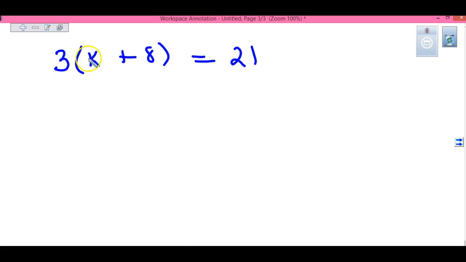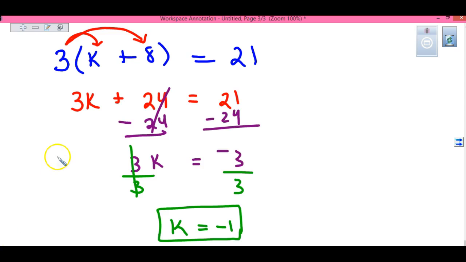Start solving 3 times k plus 8 is equal to 21. Notice that we have the grouping symbols. What do we have to do? Distribute the 3. Okay, can you continue solving and we'll check it in a little bit. Compare your answer. Look at your process. Are there questions? Any questions?